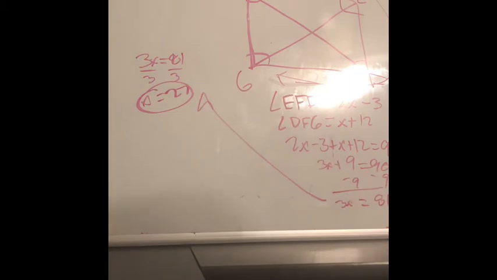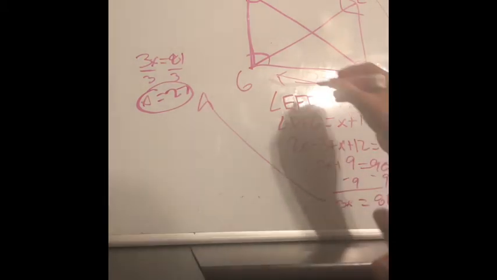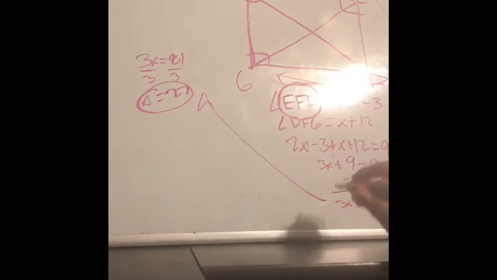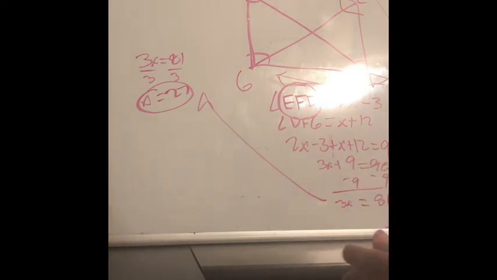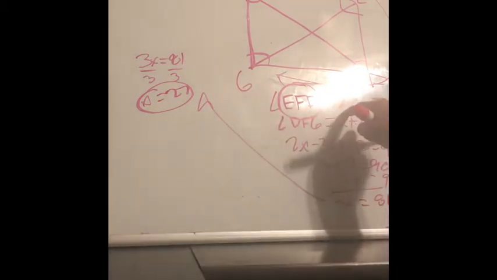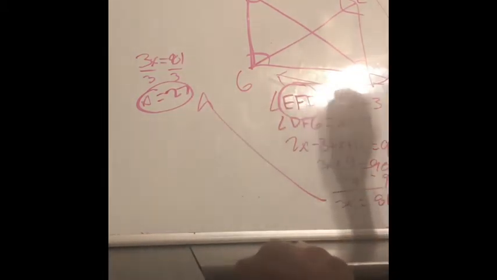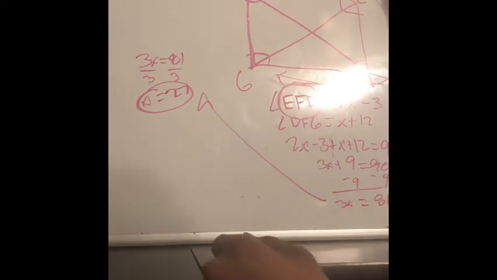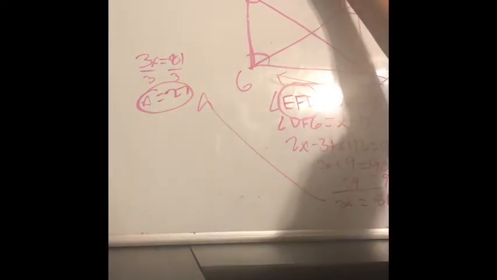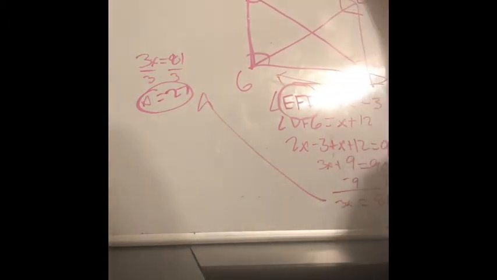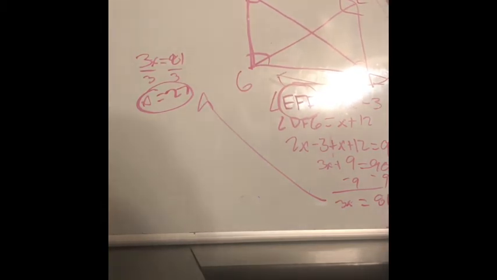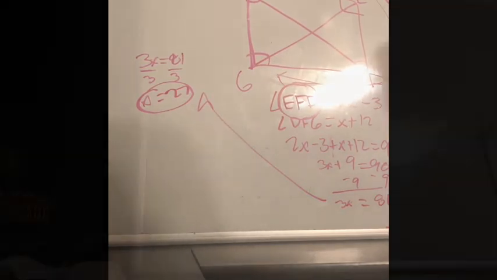Okay. So like I said before, we are trying to find EFD. So we have to substitute 27 back into EFD. Let's just write it up here. Okay, so 2 times 27 minus 3. That is 54 minus 3 equals 51. Therefore, making angle EFD 51.